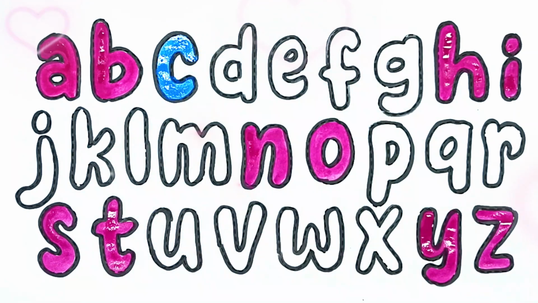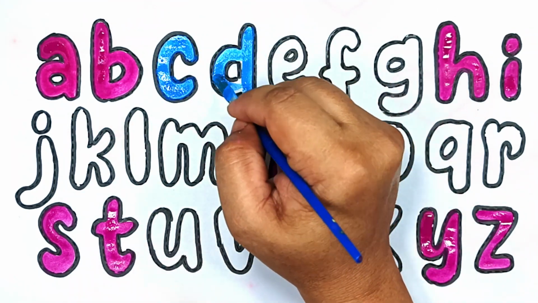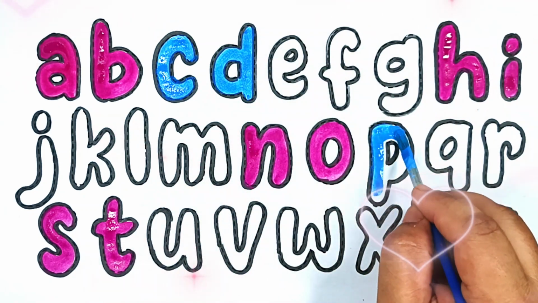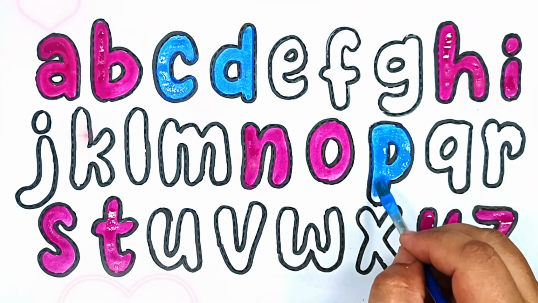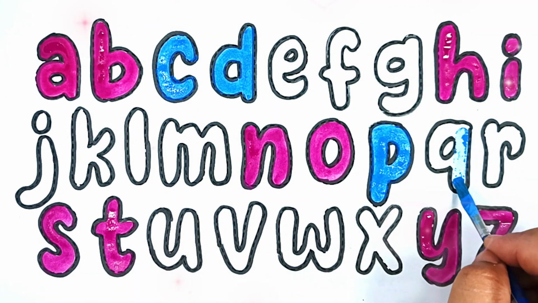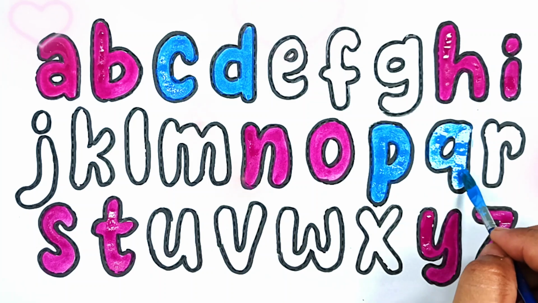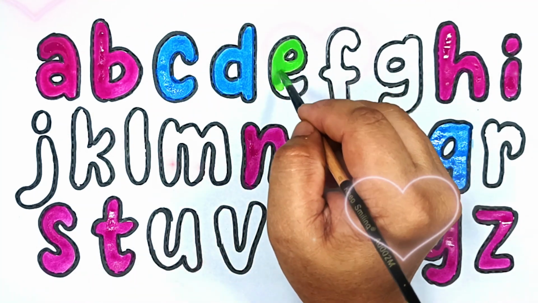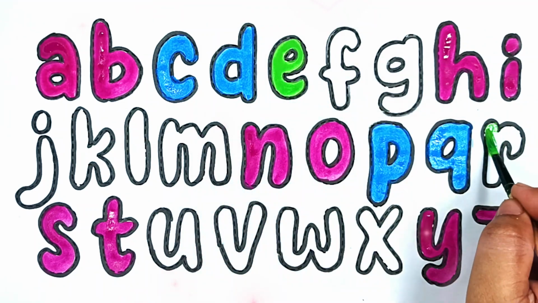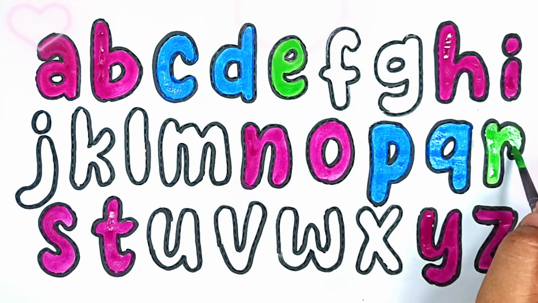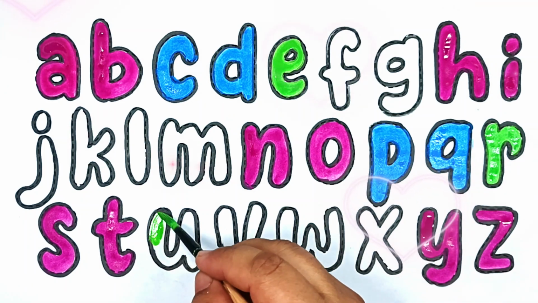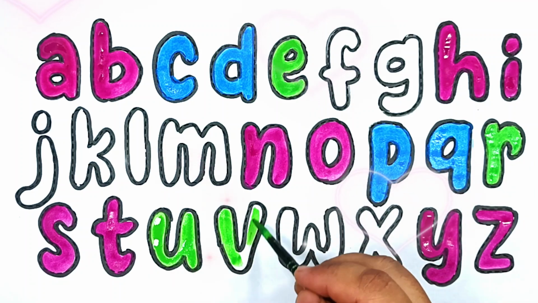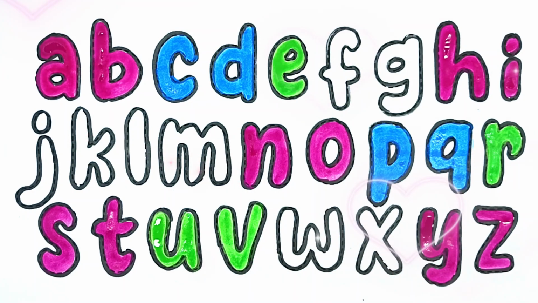C for car. D for drum. P for pencil. Q for quilt. E for eagle. R for rainbow. U for unicorn. V for violin.